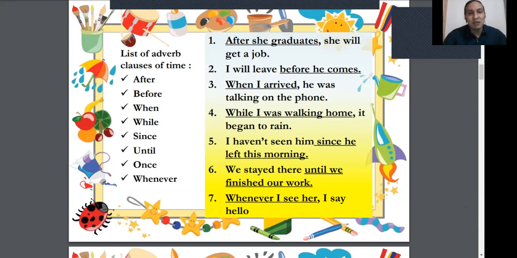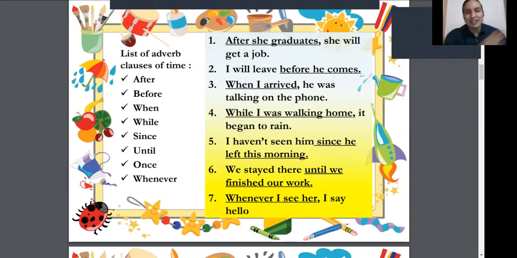So, I will leave before he comes. When I arrived, he was talking on the phone. So don't forget that for the ones that have the comma in the beginning, you do have to make a little pause. So that is very important. While I was walking home, it began to rain. I haven't seen him since he left this morning.